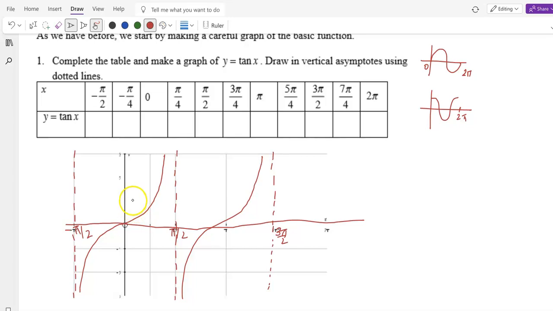So tan 45 degrees is 1, so tan of pi by 4 is 1 basically. These are the points that you need to remember. And tan of minus pi by 4 is minus 1 basically. These are the main things that you need to remember.